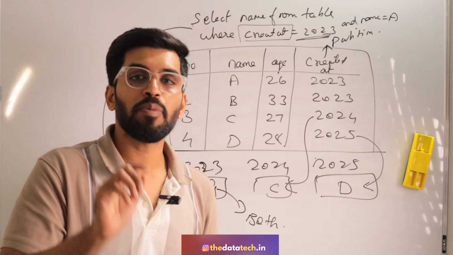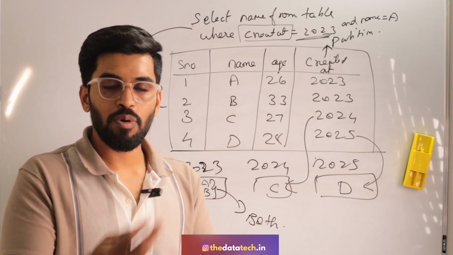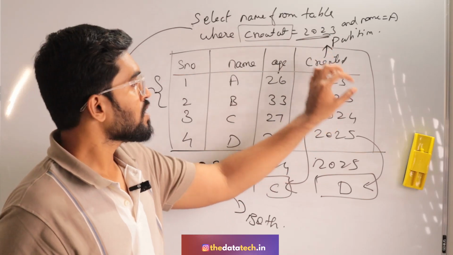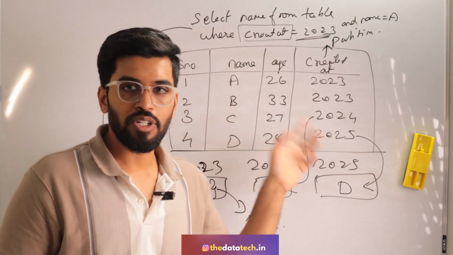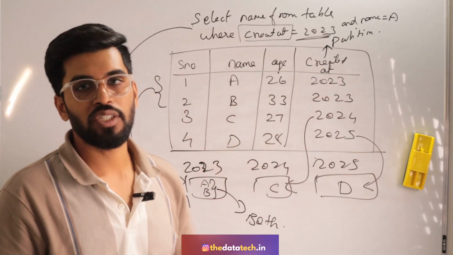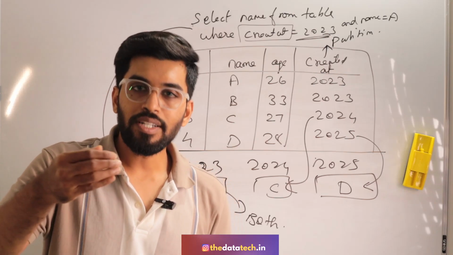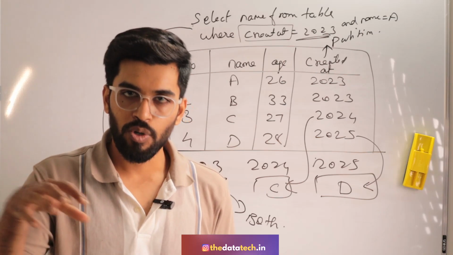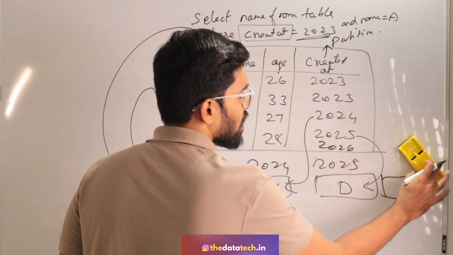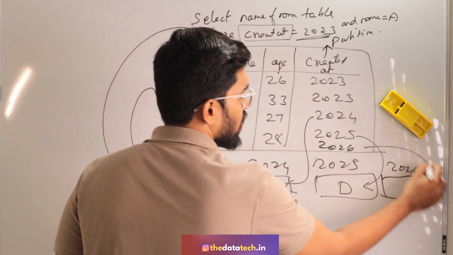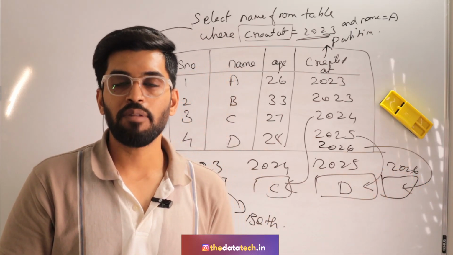But dynamic partition means that when I create a table with the SQL command, I just say create partition on created at. I won't say create one for 2023, 2024, 2025 like that. I will just say create a partition on the created at column only. Now if a new year comes into the picture, the table will automatically create the partition and load the data into it. So if 2026 comes, it automatically creates a 2026 partition and the 2026 records go there.